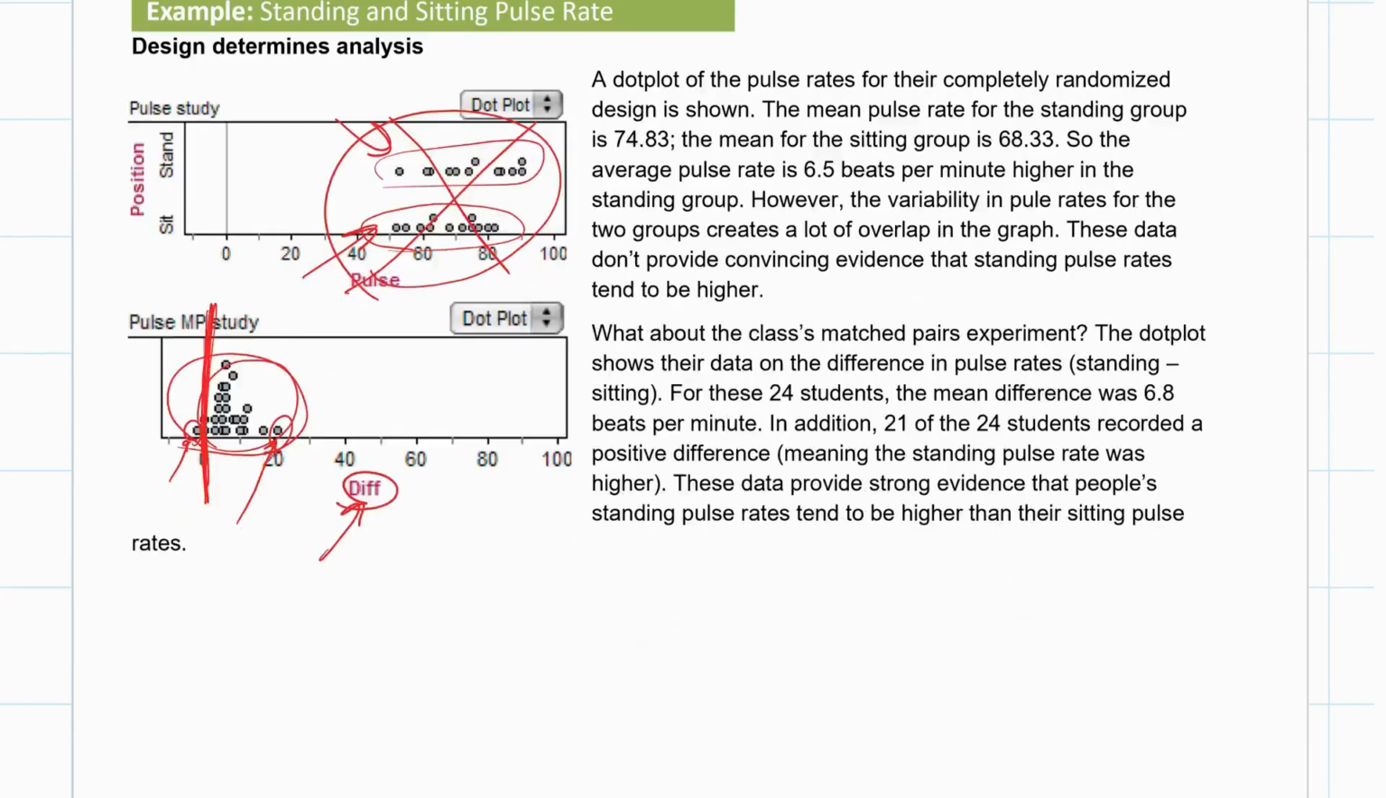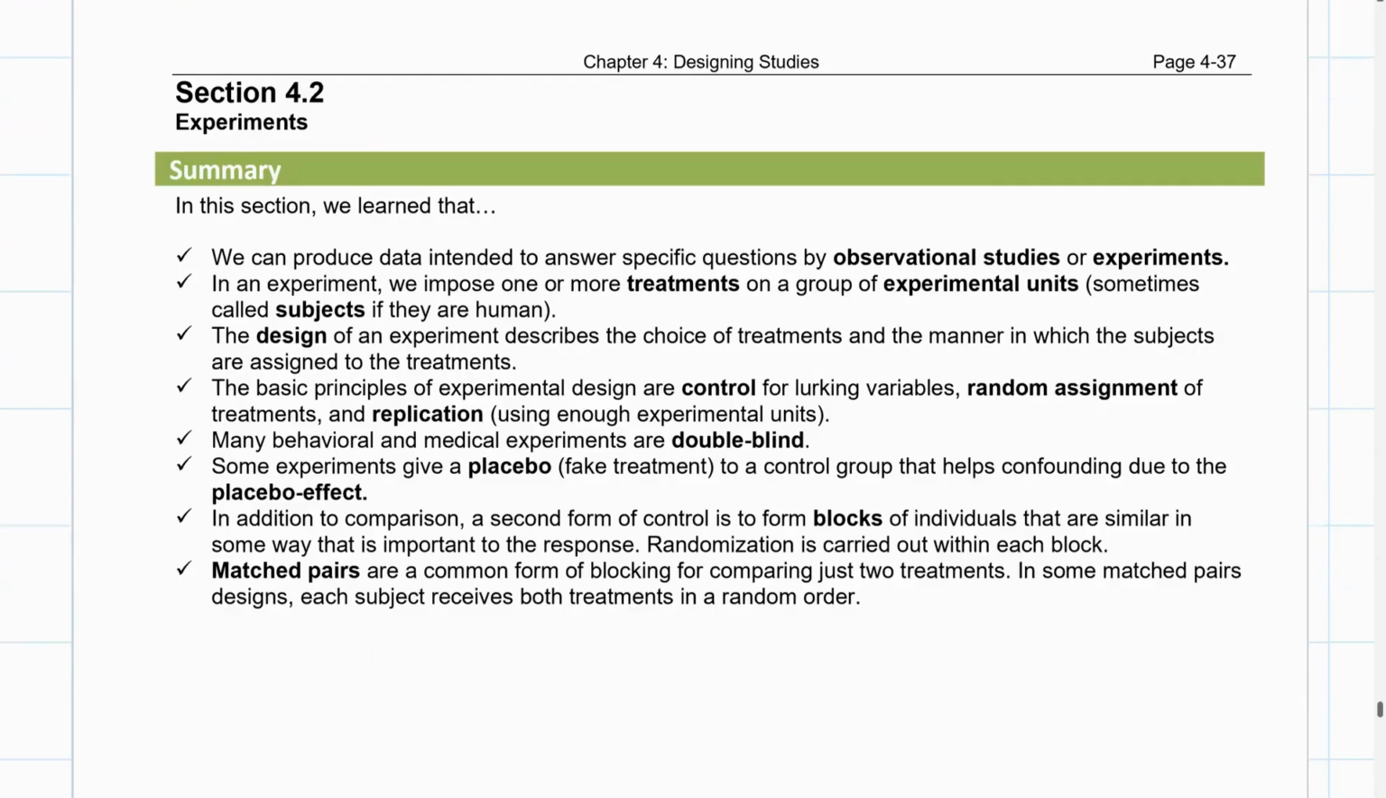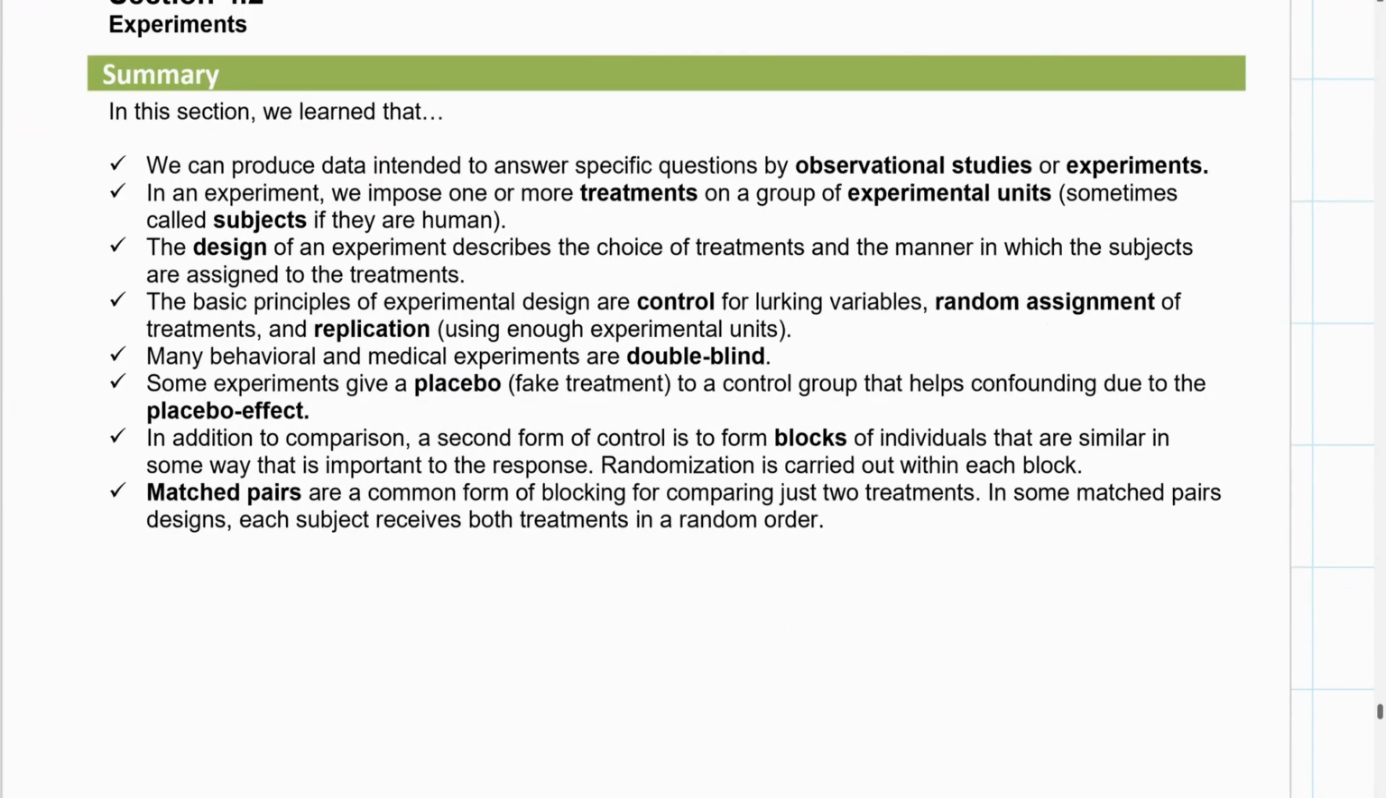All right, so that concludes our 4.2 lecture. We learned about observational studies and experiments. We learned about how to deal with multiple treatments, groups of experimental units. We learned about how to try to control by having multiple treatments. We talked about random assignment into treatment groups, and replication, about making sure that you have lots and lots of experimental units so you can actually see the difference that's really there.